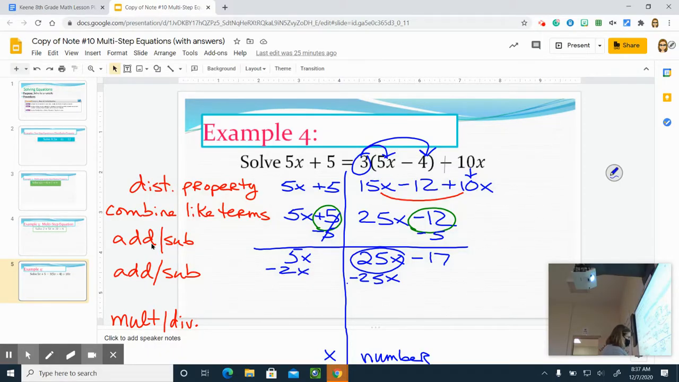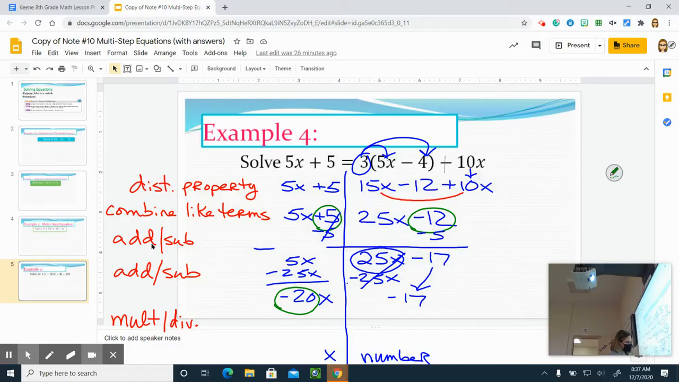5x minus 25x is negative 20x. That gets eliminated. And then I didn't do anything with this, so I'm going to bring it down. Okay. My last step is to multiply or divide. So I have this coefficient that's being multiplied by x, so I want to do the opposite of that. So I'm going to divide both sides by the coefficient, which is negative 20.